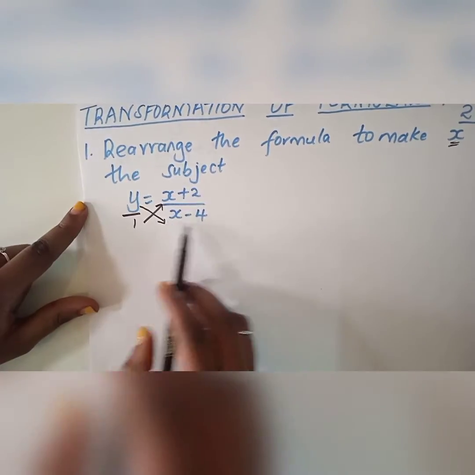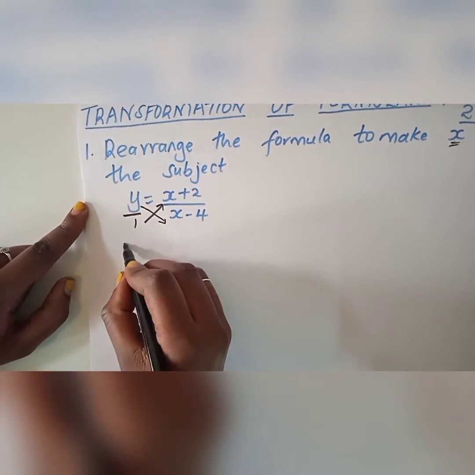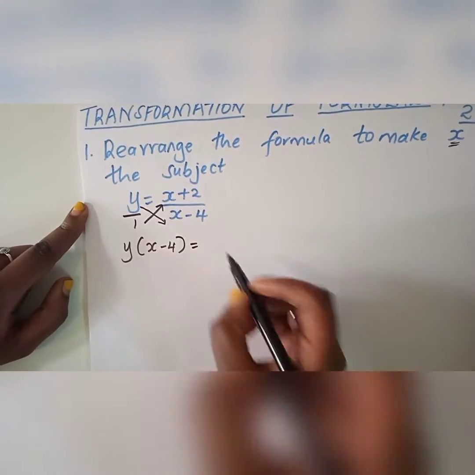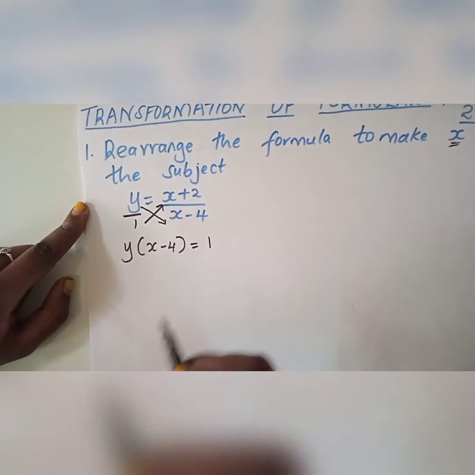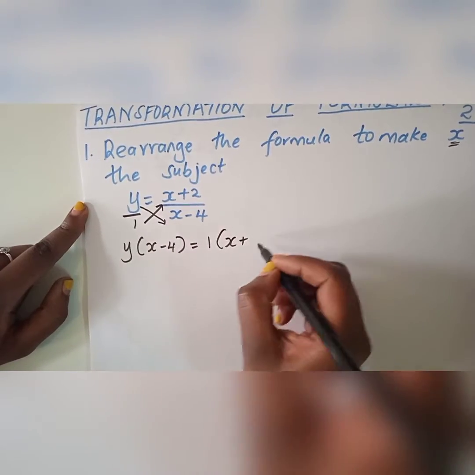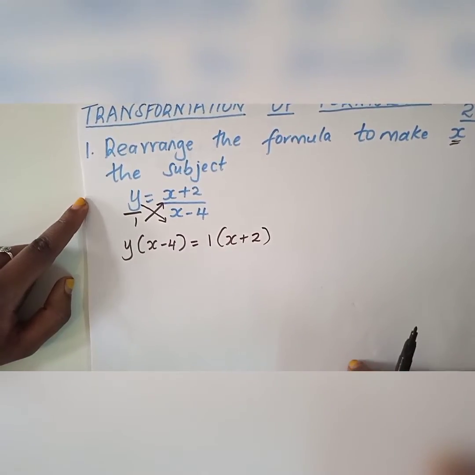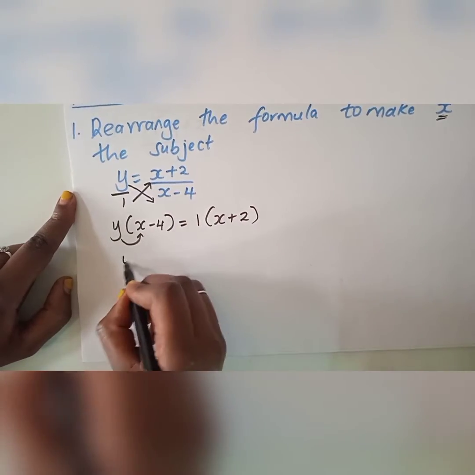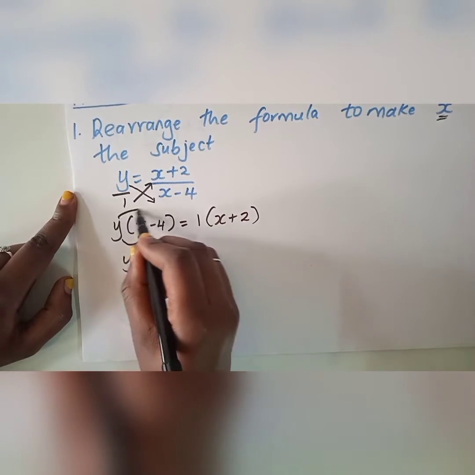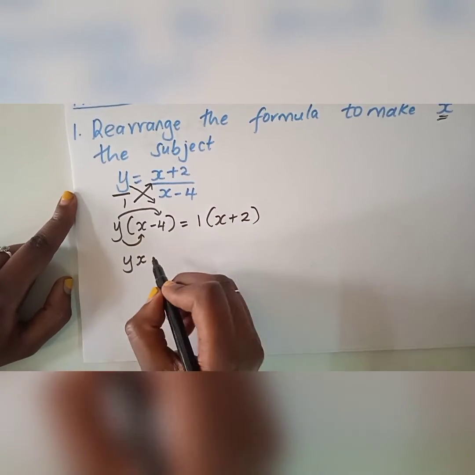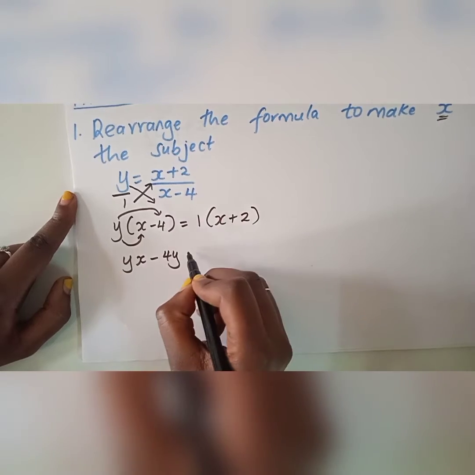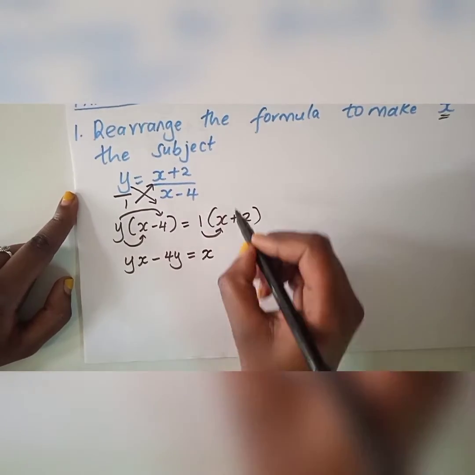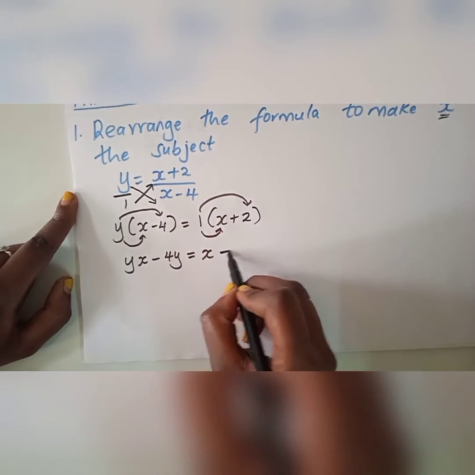So y will be multiplied with the rest of x minus 4. So we write y(x minus 4) equals to 1 multiplied by the numerator, x plus 2. Now from there we expand. So y times x is yx, and again y times 4 is 4y, equals to 1 times x is x, and then again 1 times 2 is 2.